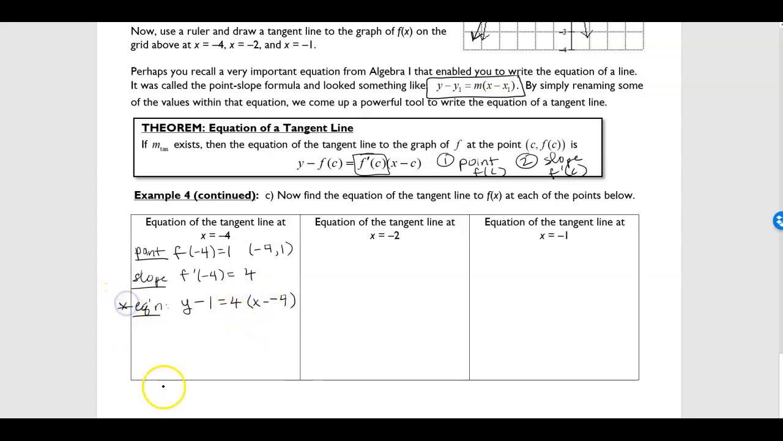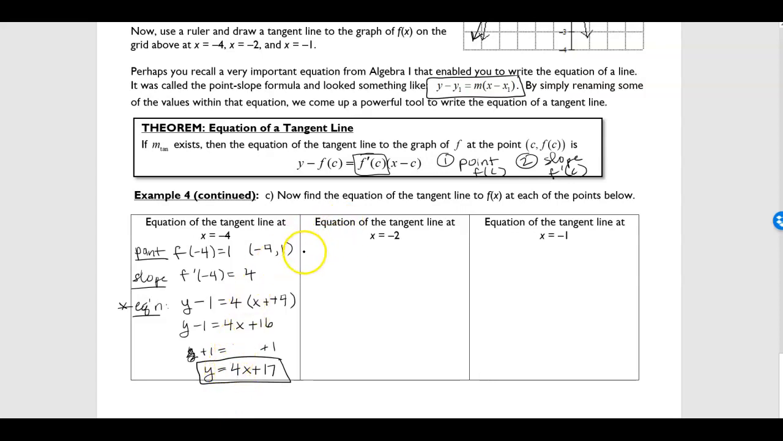Now, leaving it right here is what you would want to do on the AP test. You would not have to actually simplify that. But since we're working it out together, let's go ahead and simplify it. It will also help us match up with the graph a little bit better. So I have y minus 1 equals 4x plus 16, and I can add 1 to the other side. So I have y equals 4x plus 17. And if you look at the graph above where we sketched our tangent line, that seems to make sense. Can't see that y-intercept, but 17 seems like a reasonable answer.